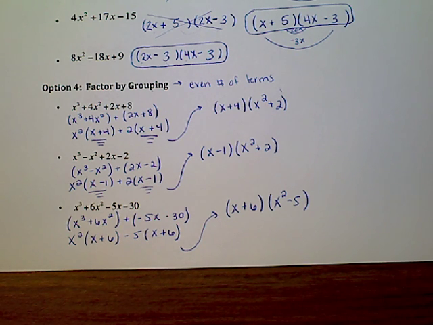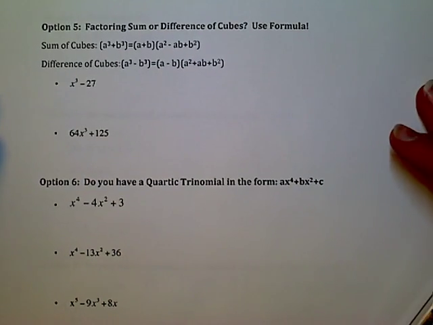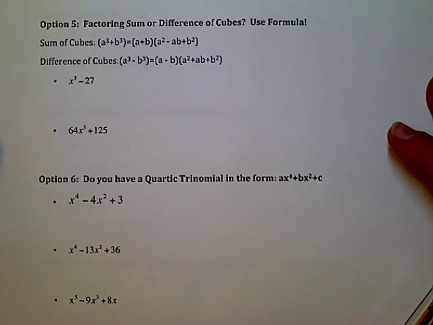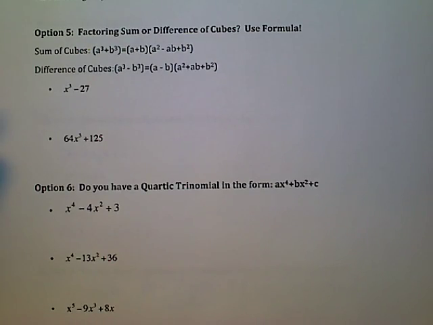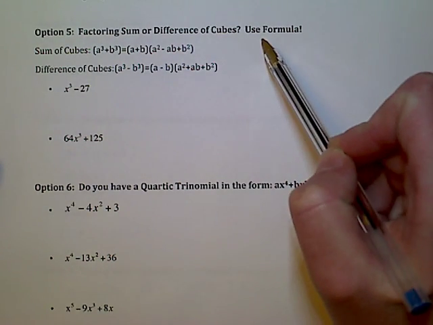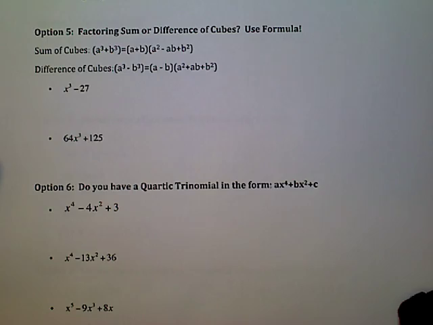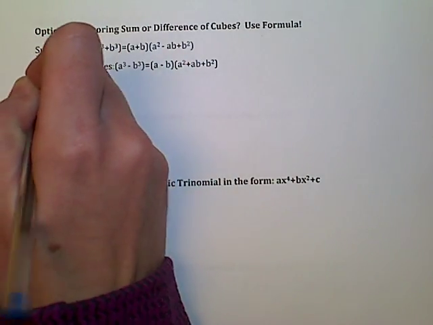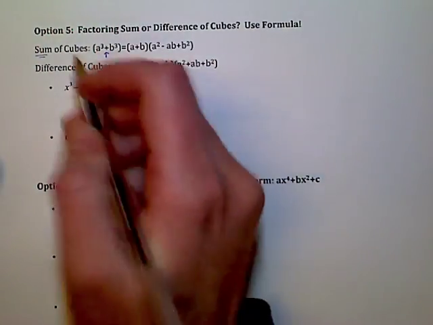Okay, but what if you go through all of those options and you don't have a GCF, it's not a quadratic, and you can't factor by grouping? Well, your next option is to consider if you have a sum or difference of cubes. Now, the good news is if this is the case, you get to use a formula. The bad news is the formula is a bit complicated. So by sum of cubes, they mean, are you adding two things that are cubed?